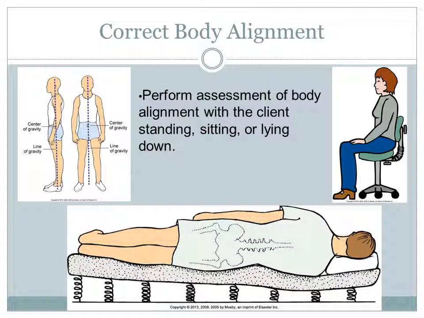Balance occurs when a wide base of support is present. The center of gravity falls within the base of support, and a vertical line falls from the center of gravity through the base of support. When you are positioning a patient, you need to make sure that their body is in correct body alignment. In other words, their spine should be straight, bony areas should be padded, and pillows placed wherever they need it for comfort.